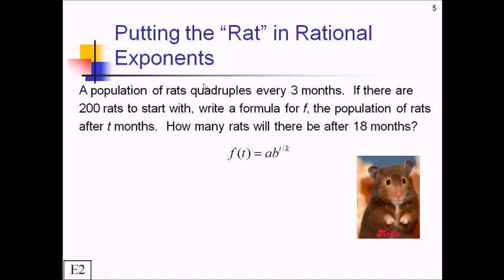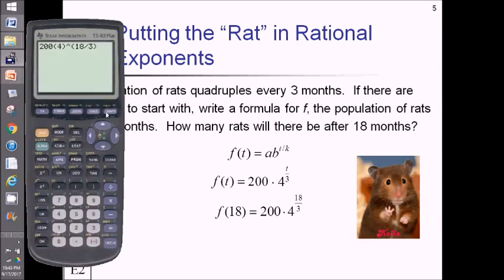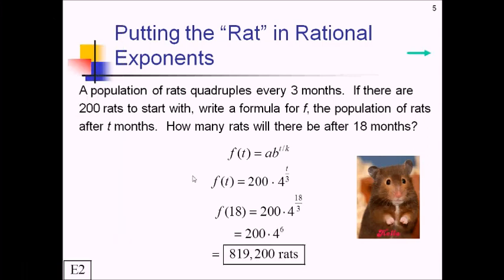A value, we're starting with 200 rats. Growth factor, quadrupling, again, that's multiplying by 4. And for our k value, we're waiting 3 months before we do that. So this is going to be t over 3. Now we're going to plug in 18 months. So that's going to be 200 times 4 to the 18 over 3, calculator time. And I know we could just write 6 instead of 18 over 3, but I'm being really lazy here. So we come up with 819,200 rats.